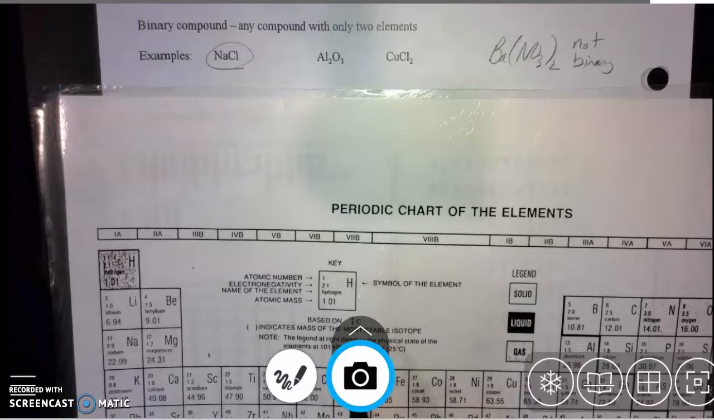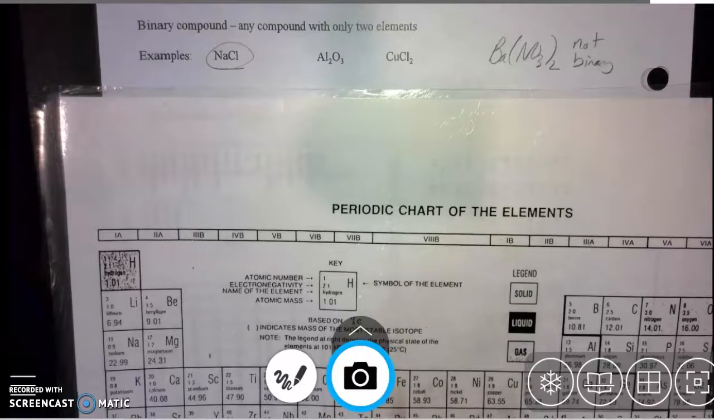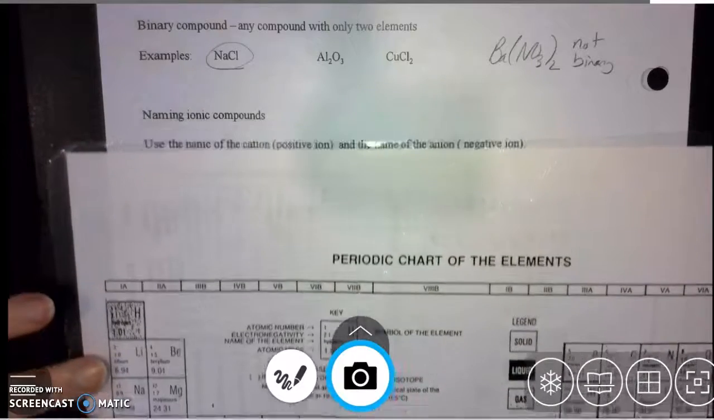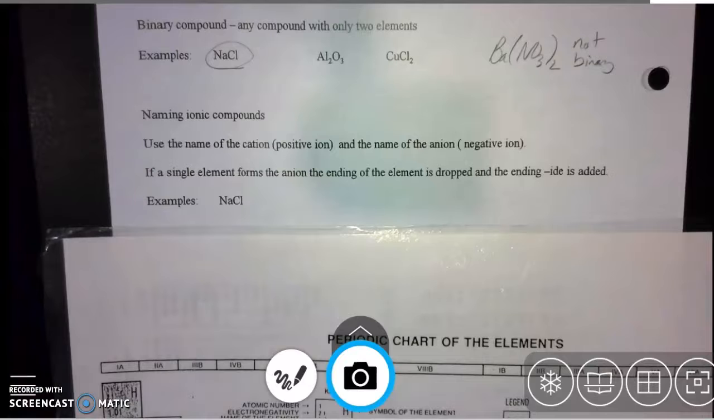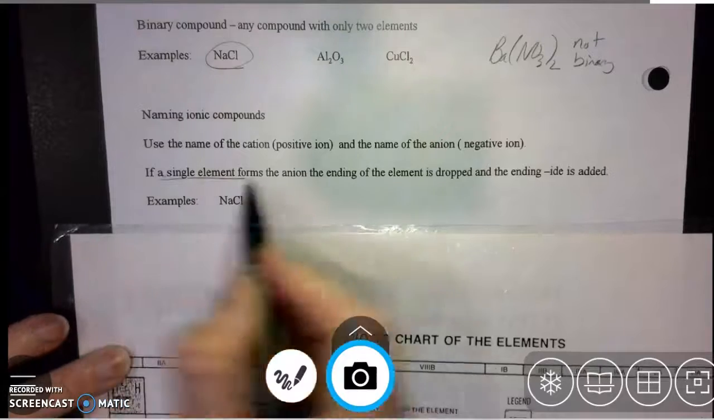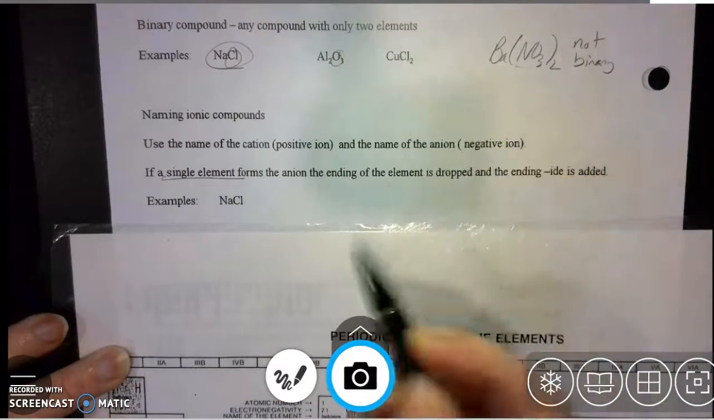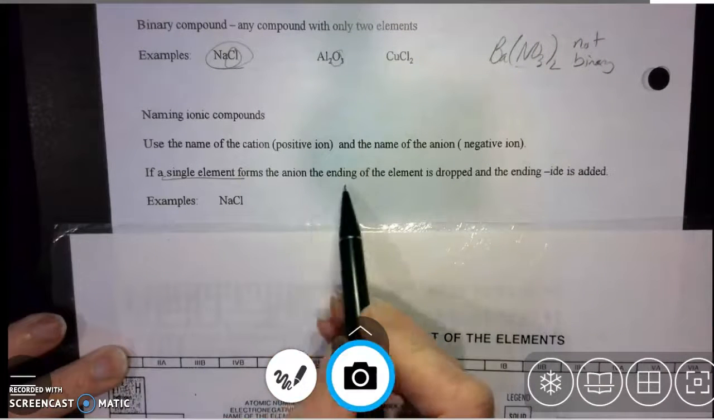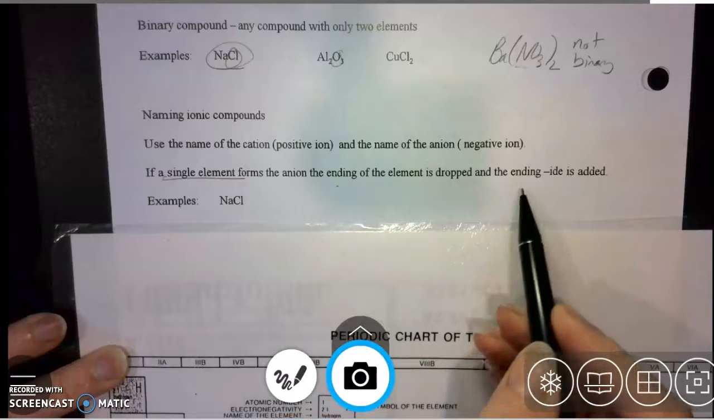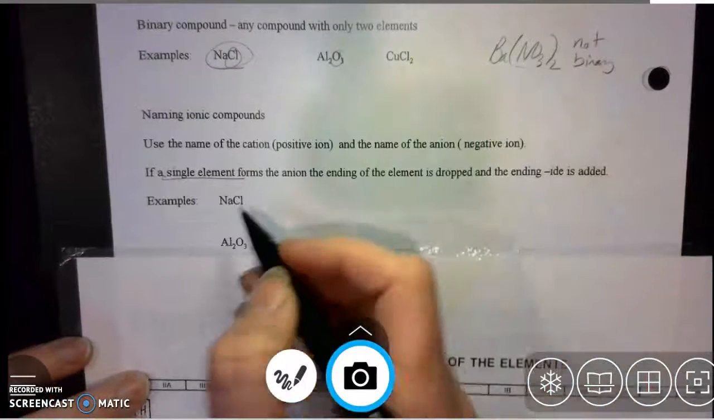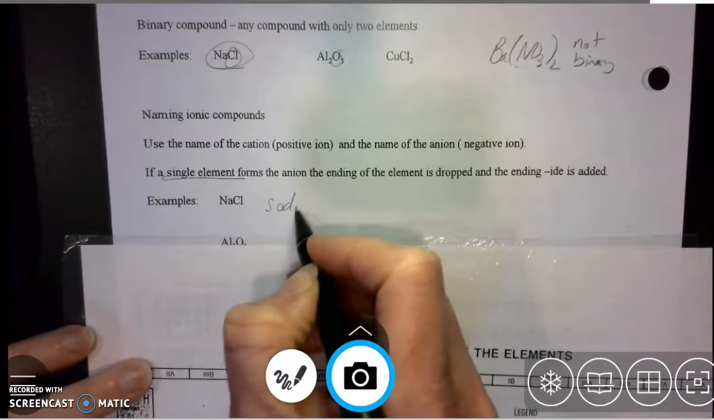So that really illustrates what our rules are for naming binary compounds. Okay. Again, pretty simple. You're going to use the name of the cation, which is the positive ion, and the name of the anion, which is the negative ion. So for binary compounds, you have a single element. Nitrate has 2, but this is just Cl, just oxygen. So in a single element, the anion ending is dropped and the ending becomes IDE. So this would become sodium chloride.